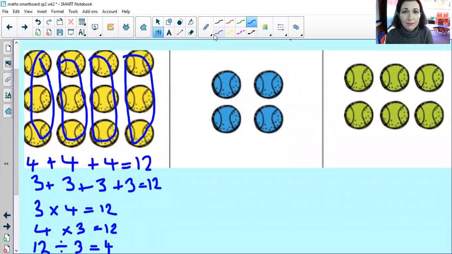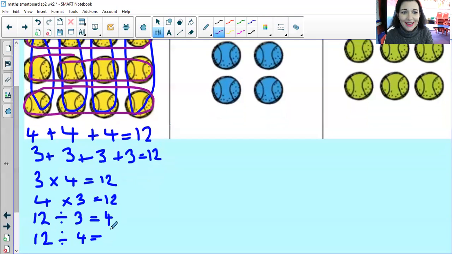Okay, so how many groups of 4 are there in 12? Put my array again. 1, 2, 3. There we go.